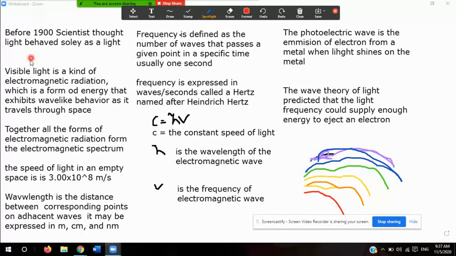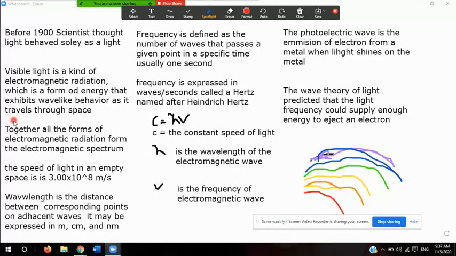But how did scientists define visible light? Visible light is a kind of electromagnetic radiation, which is a form of energy that exhibits wave-like behavior as it travels through space. Remember that we get our light from the sun, and the sunlight rays or UV rays travel through space, where it's mostly empty. Because it's mostly empty, we perceive light to be mostly this white beam.